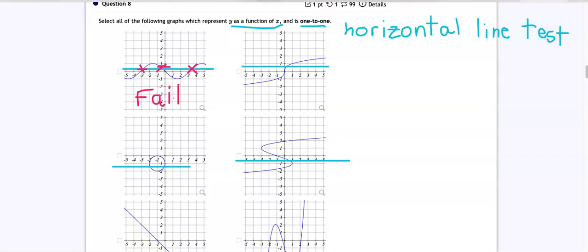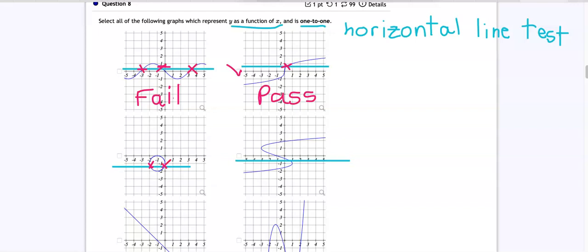However, over here you'll notice that when we draw horizontal lines through this graph, no matter how many different horizontal lines we draw, we're never having a point where the horizontal line intersects more than once. So this one then is a pass for the horizontal line test, so we do want to check this box. Now over here, we can see that it's going to fail the horizontal line test because it's hitting more than once, so this is another fail.